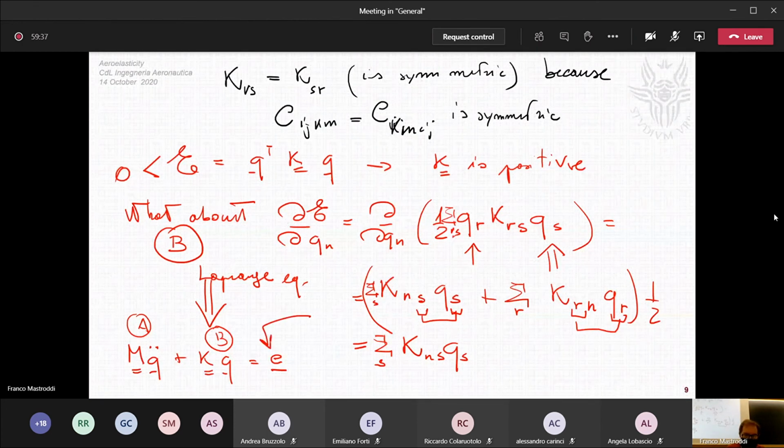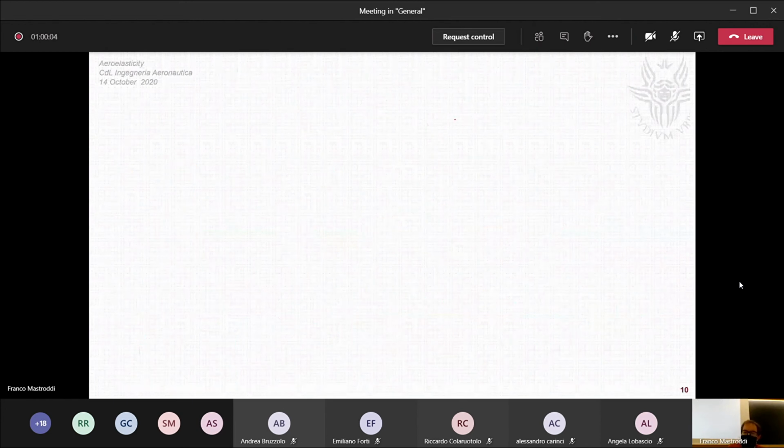What about this term? This term is a loading vector, but this loading vector is in the discretized world. I have to transform my physical vector in the real world into this loading vector.